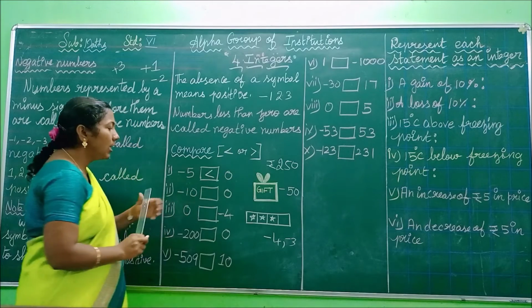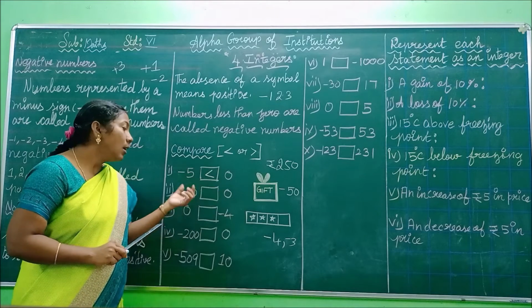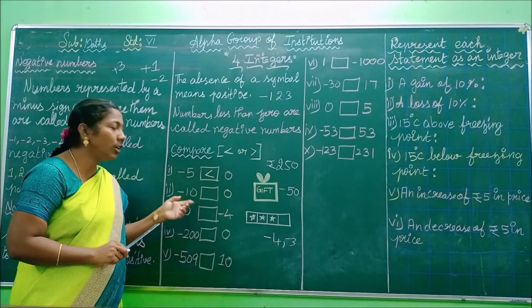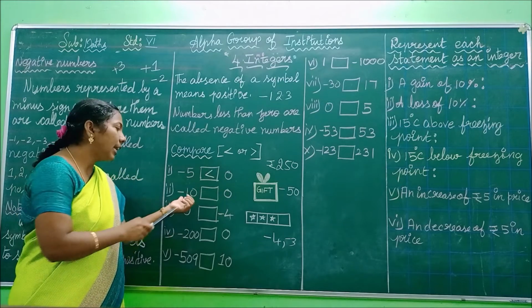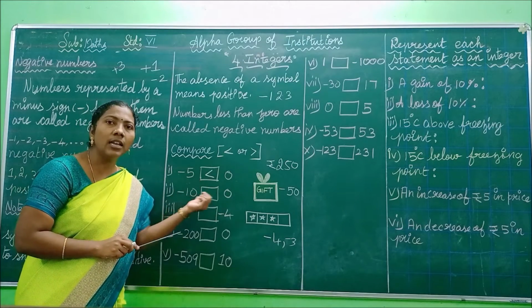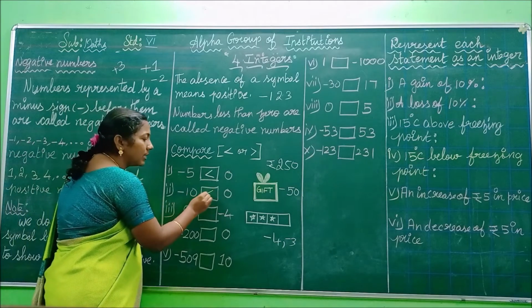See here, here we have minus 10. Here we have the 0. Which is the smallest one? Minus 10 is the smallest one, though its value is 10. Here we have the 0. Always negative numbers are less than 0. Do you understand? So here also we have to put the symbol less than.